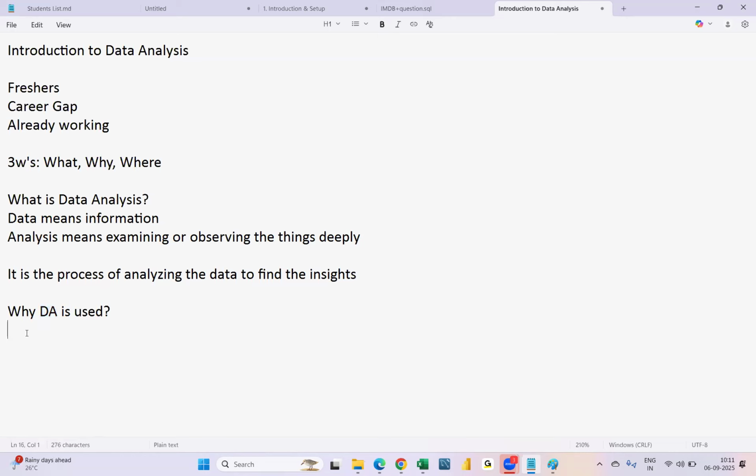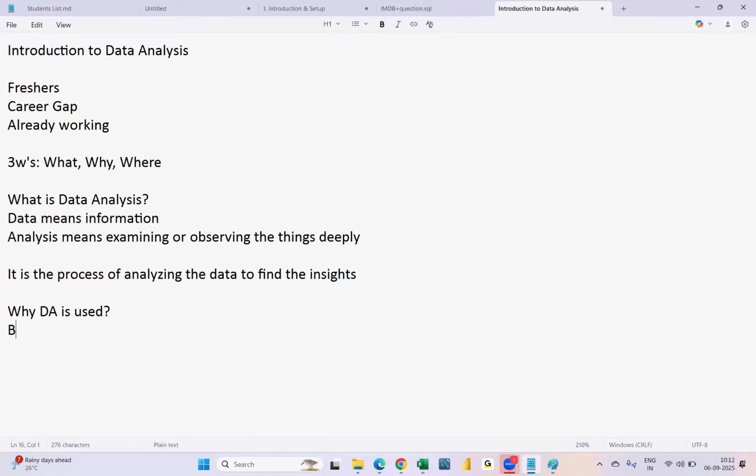Any company or business you take, data analysis is used in that place to make decisions or to understand what is happening in their business. That is possible if they follow data analysis. Based on that, they will take some decisions. Everybody does business to make profits or have growth. To get that growth and profits, what decisions they need to take and how they can run the business, data analysis is going to help them in all of those things.